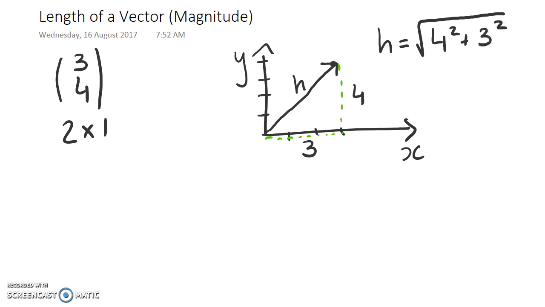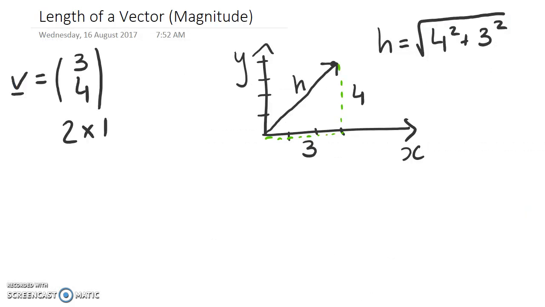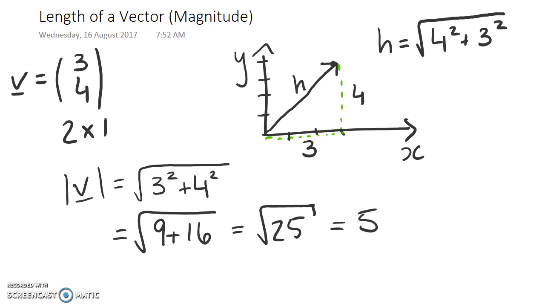Okay, so we can use the ideas from Pythagoras' theorem really easily on this 2 by 1 vector. Let's call this vector v. We denote the magnitude of v using these lovely up and down bars. The magnitude of v equals the square root of the sum of the squares of the elements in v. So here 3 squared plus 4 squared equals the square root of 9 plus 16, which equals the square root of 25, which is a lovely one, it's just 5.